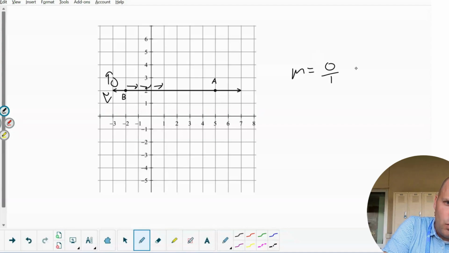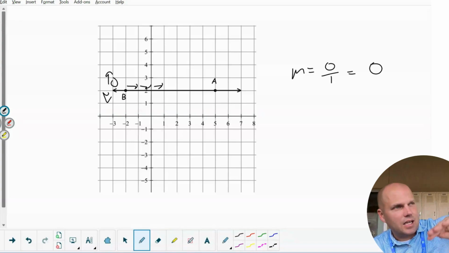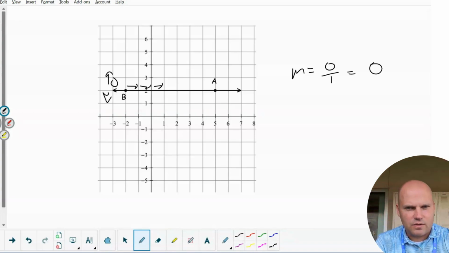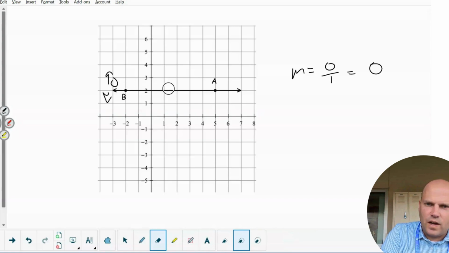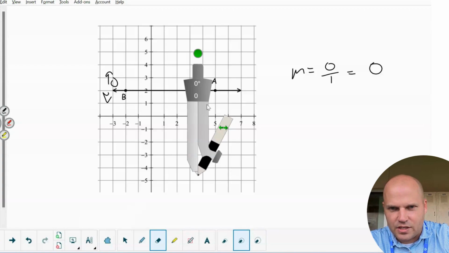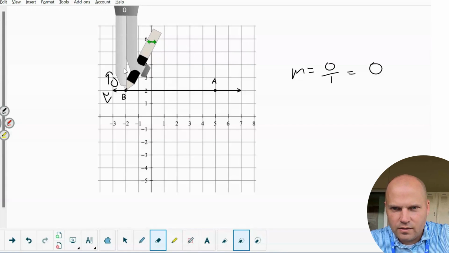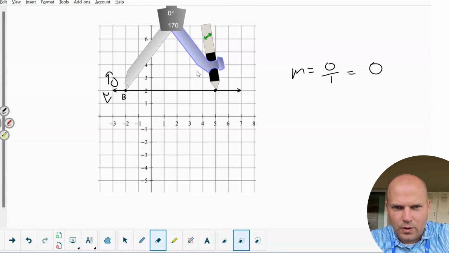My run of 1. This is the pitch of my line. It's flat. It's not going up. It's not going down. It's flat. Don't love this example. But if I did my perpendicular bisector, it's pretty easy to see. It's going to be a vertical line that will pass through the midpoint.